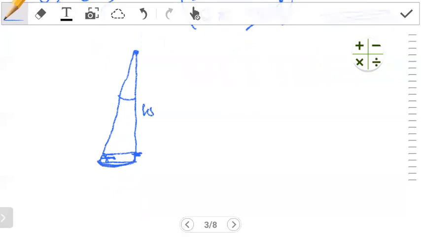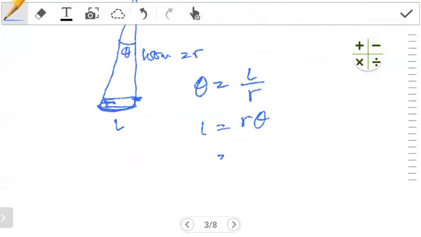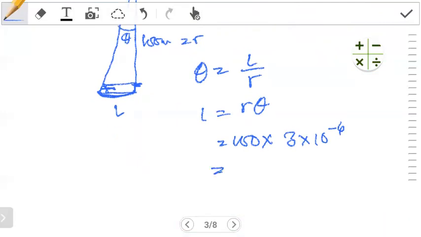Then the 100 meters becomes somewhere here. If you recall, this becomes the radius, that becomes the angle, and this becomes the L. So we'll use this part: angle is equal to the arc length divided by the radius, or arc length is equal to the radius times the angle. In this case, the radius is given as 100 meters. The angle is given as 3 by 10 to the power negative 4. If we multiply this, what we get is 3 by 10 to the power negative 2 meters, or this can be written as 3 centimeters. Okay.